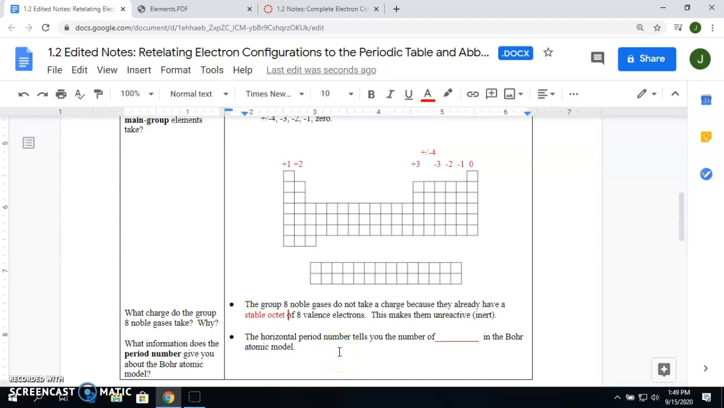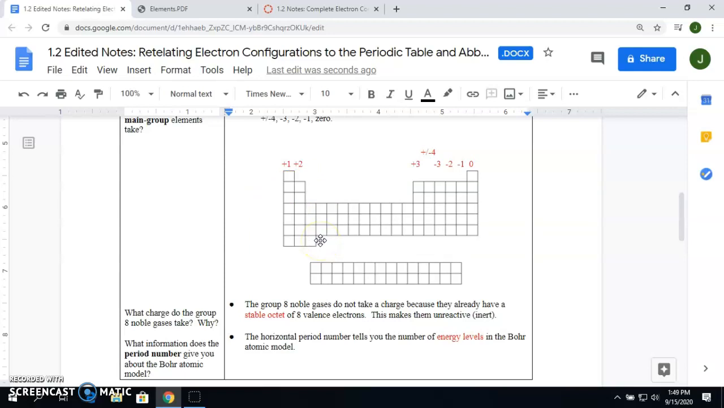All right, last guiding question. We already know that the main groups tell you the number of valence electrons. That's 1, 2, skip a few, 3, 4, 5, 6, 7, 8. So we also might want to know about the period number. What information does the horizontal period number tell you about the Bohr atomic model? So the horizontal period number tells you the number of energy levels in that Bohr atomic model. Let me make this red real quick and then I'll show you. So the horizontal period numbers are like this. Here's period 1, period 2, period 3, period 4, all the way down to period 7.